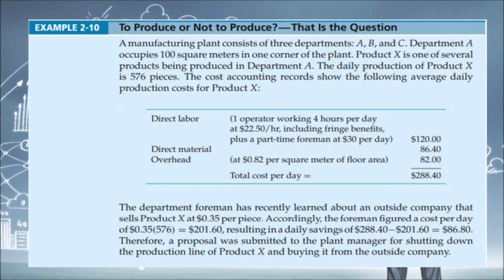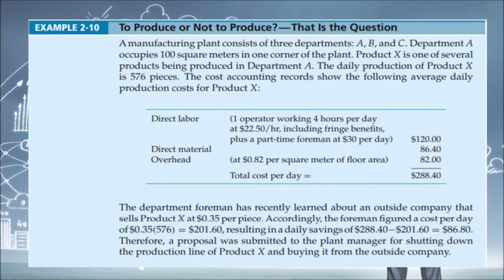So the direct labor is equal to $120. For the direct material, the cost is $86.40 and the overhead cost is equal to $82. So the total cost per day is equal to $288.40. The department foreman has recently learned about an outside company that sells product X at 35 cents per piece.